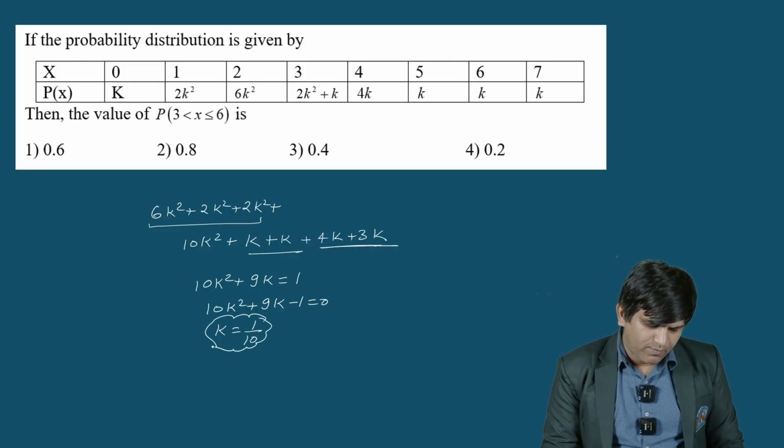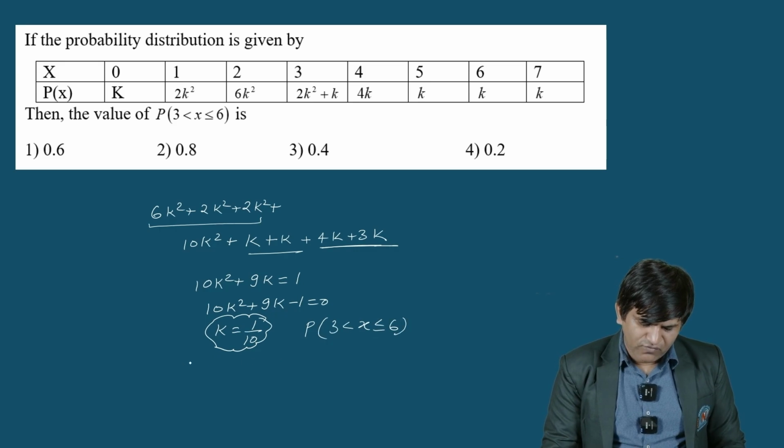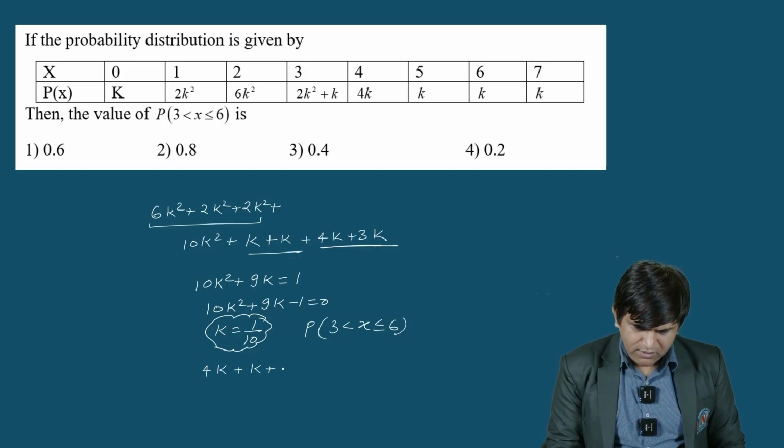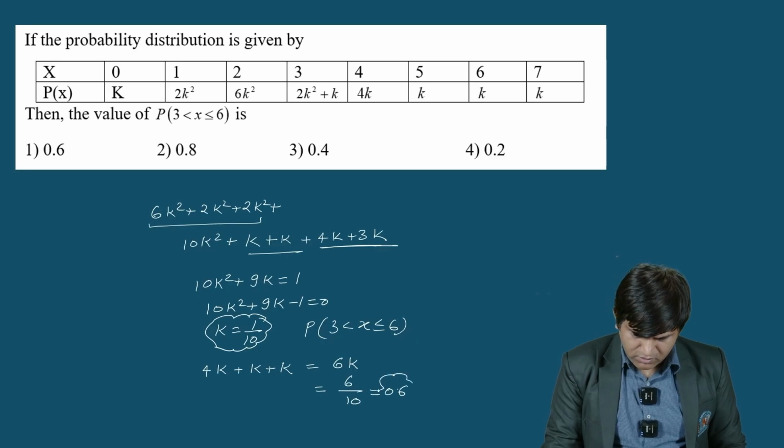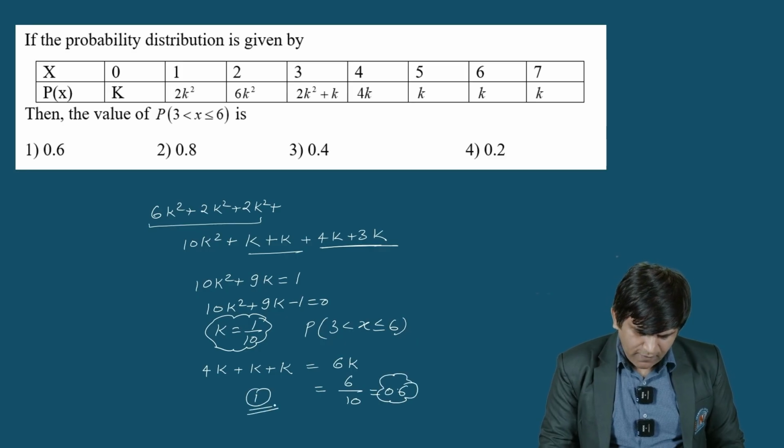Now they are asking p for x greater than 3 and less than or equal to 6. So we have to choose only 4, 5 and 6. So 4, 5 and 6 we are getting 4k for 4, 5k for 5, and for 6 another k. So that is 6k, and the k value we have is 1 by 10. So 6 by 10, that answer is 0.6. That is our first choice.